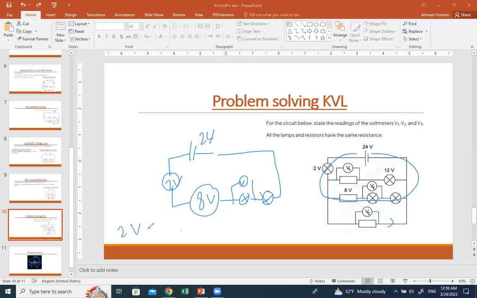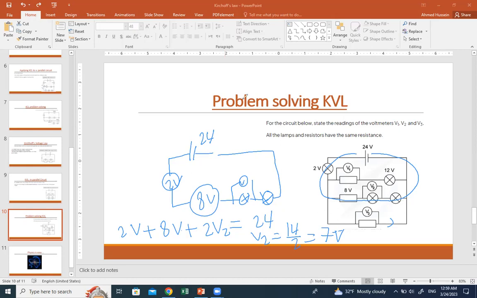So we can write that 2 volts plus 8 volts plus 2 bulbs times V2, because they have equal resistance so the voltage drop across them will be equal, equals 24. If we subtract 10 from both sides and divide by 2, we have V2 equal to 14 divided by 2, or 7 volts. So every light bulb will have 7 volts if we measure the voltage across only one light bulb.